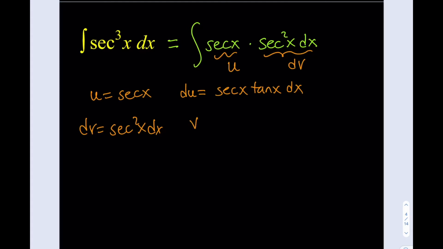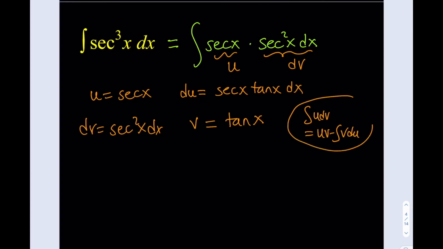If dv is secant squared, then v is going to be the integral. We're not going to use the constant here, but that's going to be tangent x. Awesome. And then how does the method proceed? As you know, the integral of u dv can be written as uv minus the integral of v du. Again, this comes from the product rule. Okay, cool. So we're going to go like this and then like that, but this is going to be a negative.